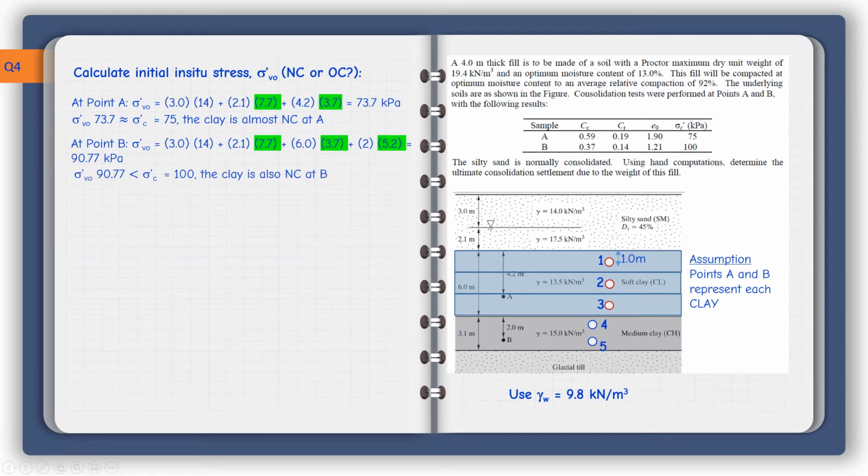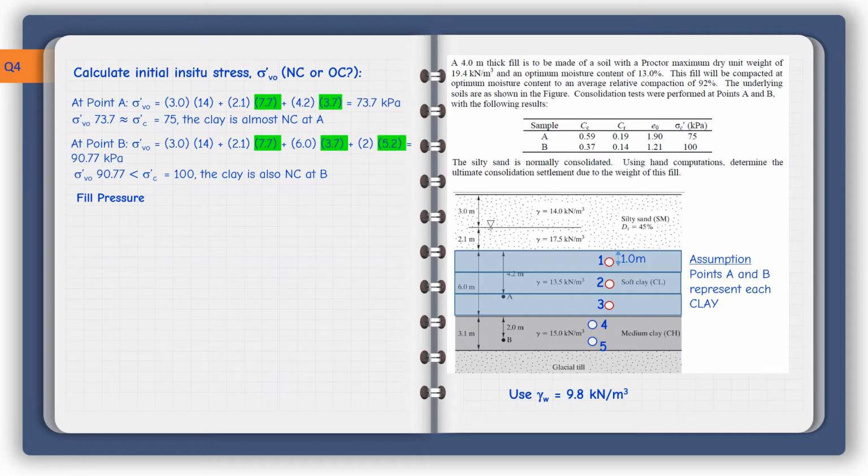Now we are in a position to do the comparison. So I have 90.77 at this point, that's overburden pressure. So I would compare it with the given value here for the pre-consolidation pressure, 100 kPa. So it means that the present stress value at point B is less than the maximum past value of 100 kPa. So the clay at point B is also normally consolidated.